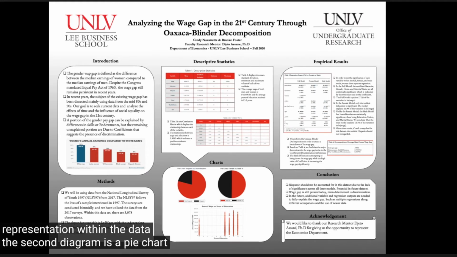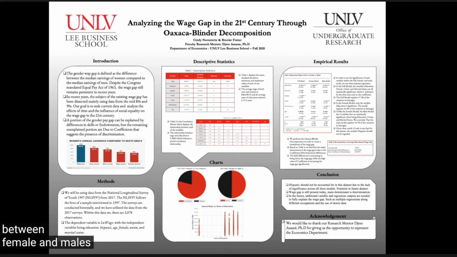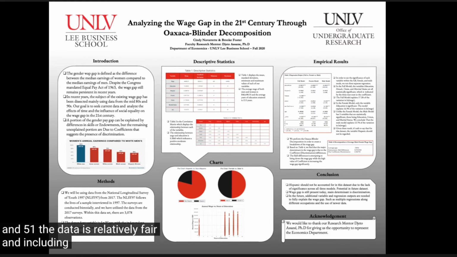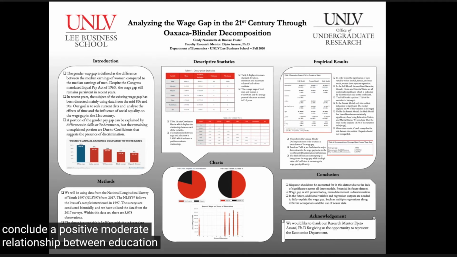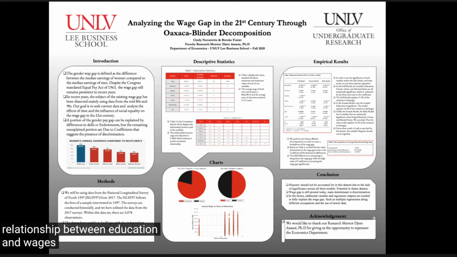The second diagram is a pie chart between female and males. The values are approximately 49% and 51%. The data is relatively fair in including an accurate representation of the normal population. The last diagram is a scatter plot between annual wage and the years of education. Based on the scatter plot, we can conclude a positive moderate relationship between education and wages.